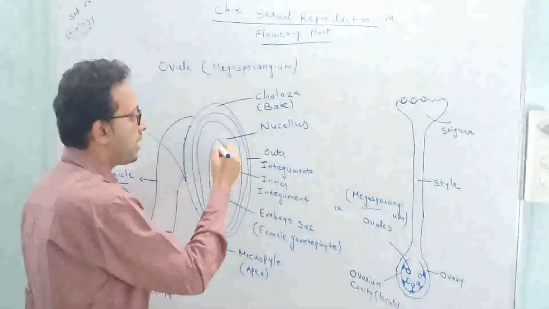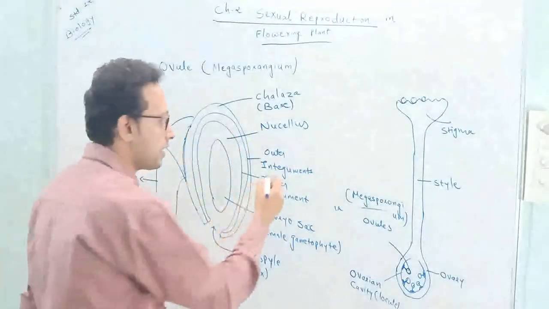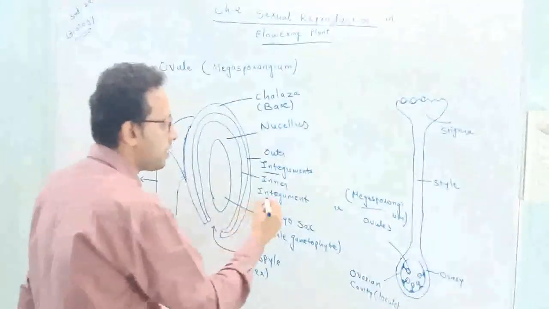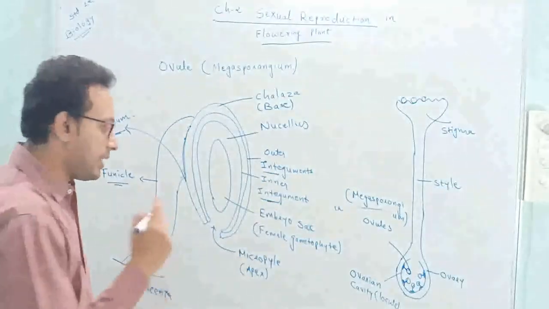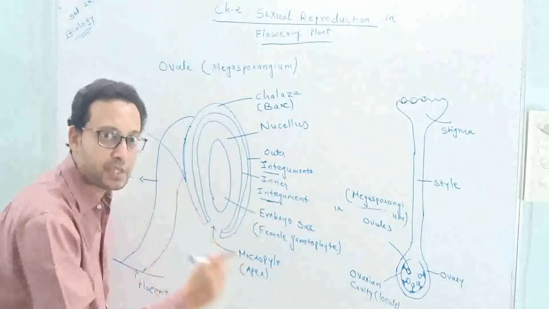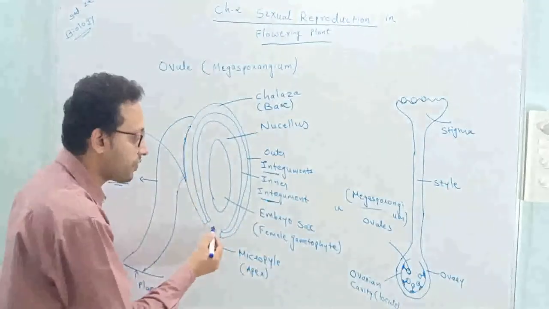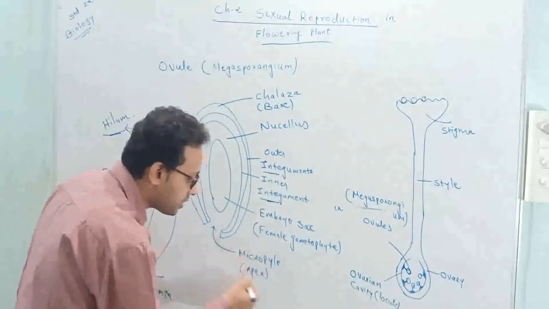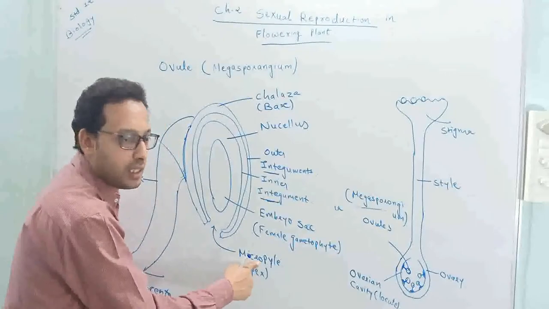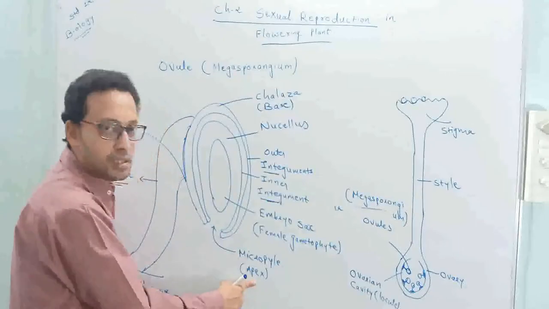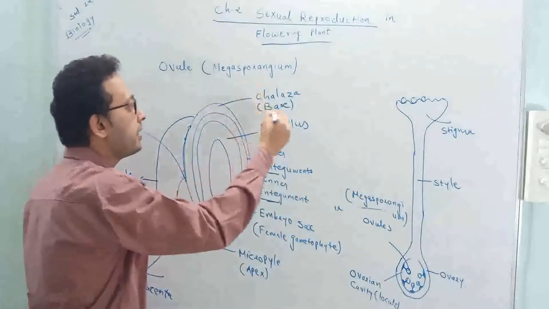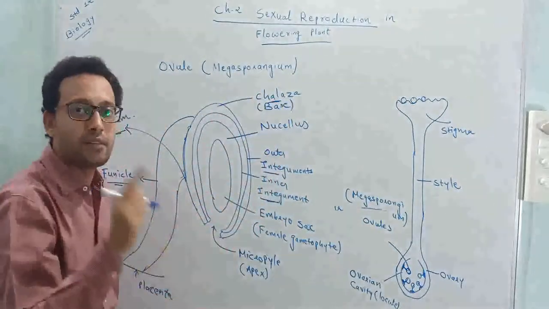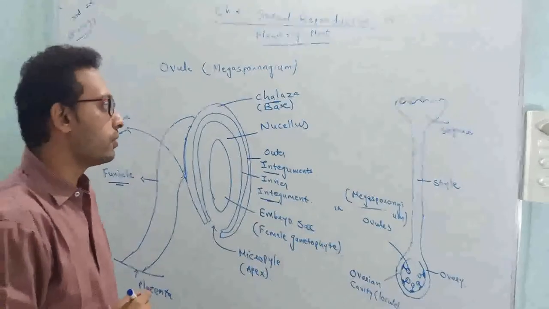Ovule is covered by a covering. How many coverings? Two coverings. One is the outer integument, the other one is the inner integument. But there is a place where there is an absence of covering or integument. This region is called the micropyle. This micropyle forms the apex of an ovule. Its opposite end is called the chalaza, which forms the base of an ovule.